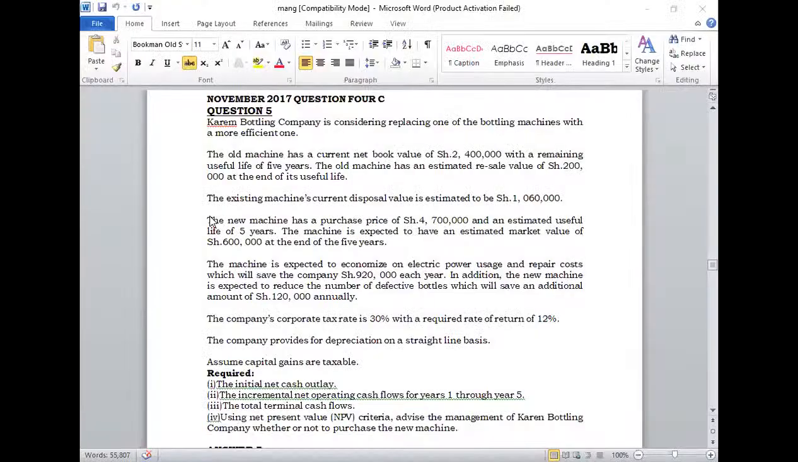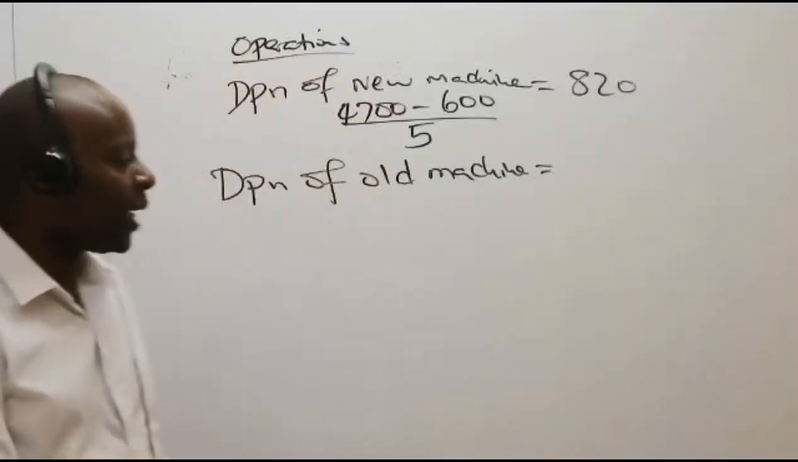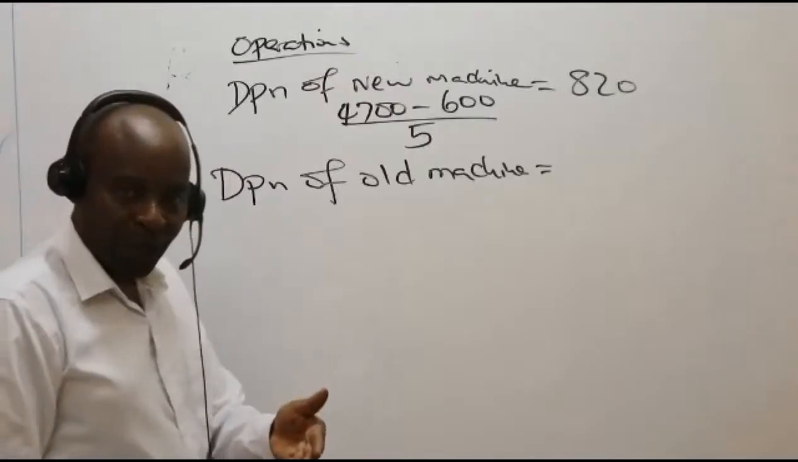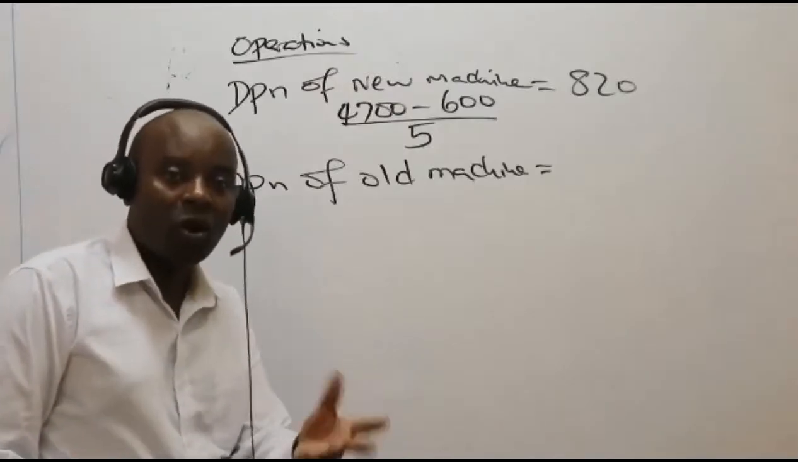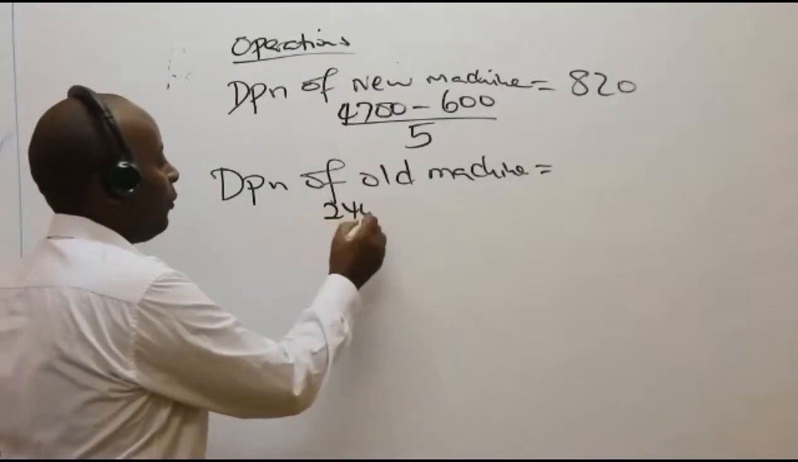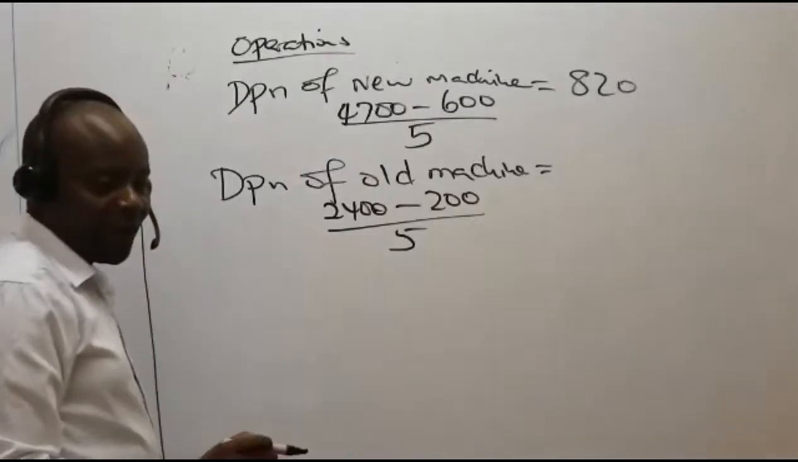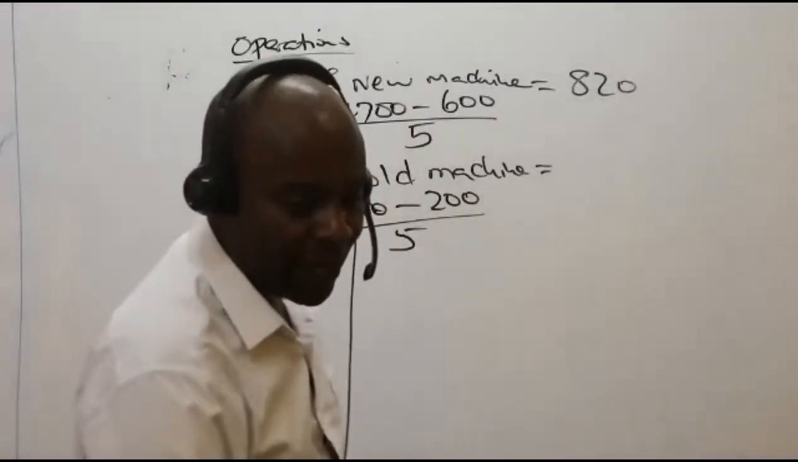So we have the old machine. The old machine has a net book value of 2.4 million with a remaining useful life of 5 years. The old machine has an estimated resale value of 200,000 at the end of its useful life. Let me see what students have done. Then for this old machine, I can see its net book value, which now will act like its cost because they have given us what we call remaining useful life. So in this case here, the net book value is 2,400 minus its scrap of 200 over the remaining useful life of 5 years, of which I'm able to see students giving me some great figure.